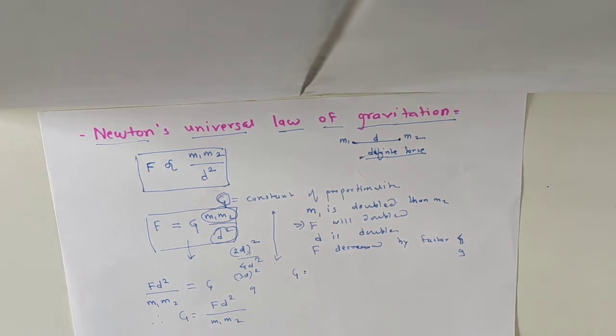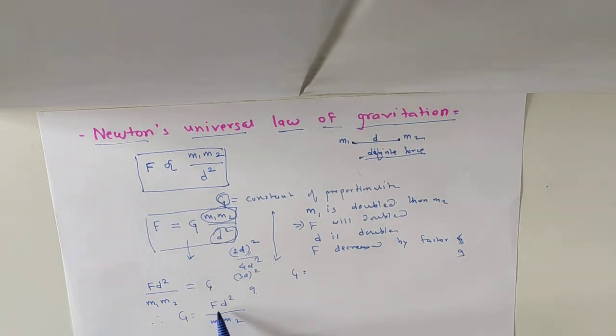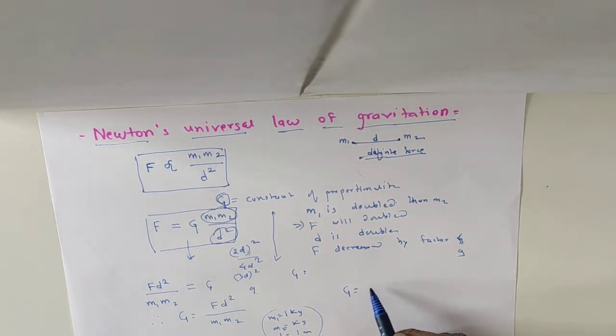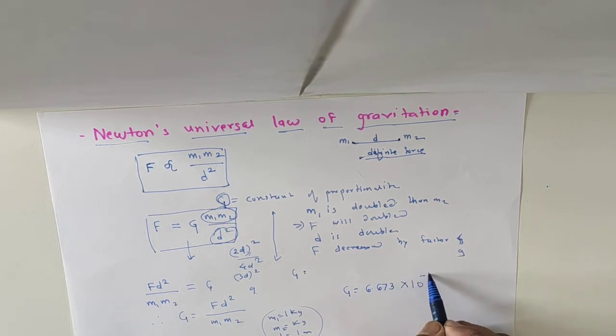This value of G is equal to the gravitational force between two masses of 1 kilogram each, and the distance is, suppose, 1 meter. Then this G is equal to 6.673 into 10 raised to minus 11.